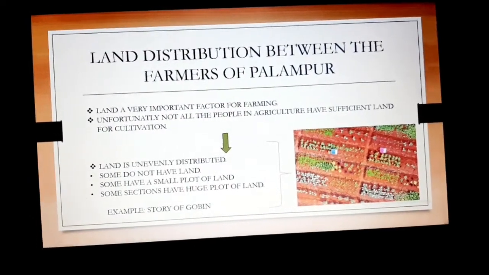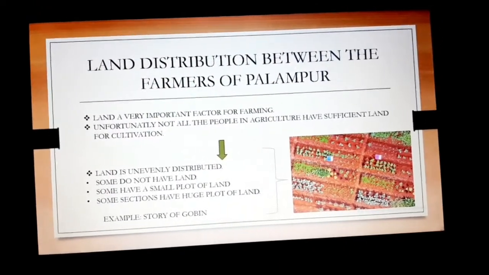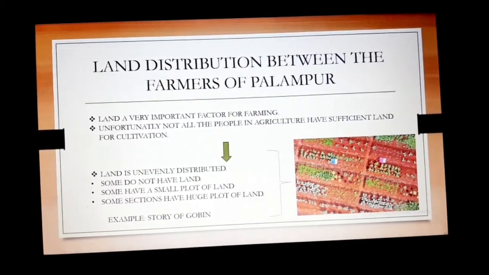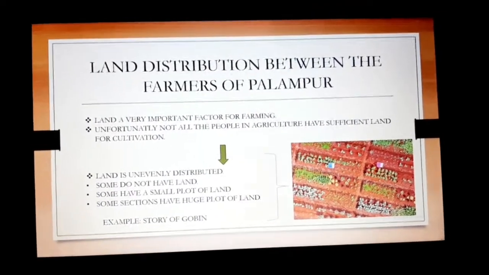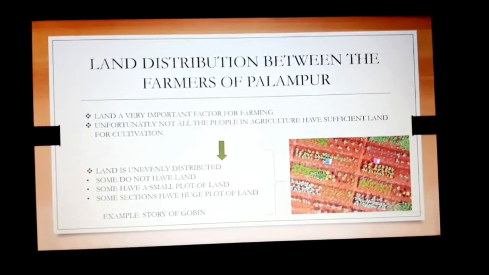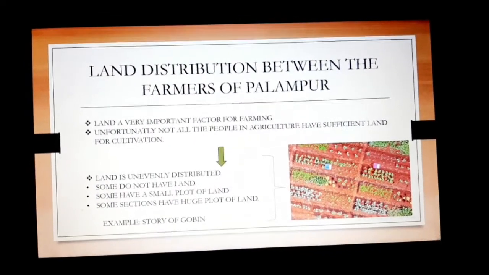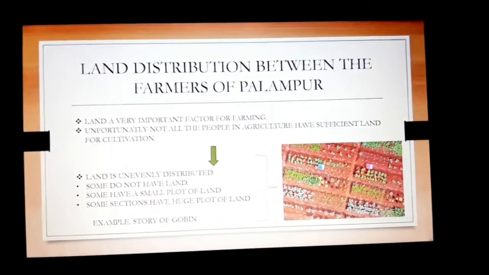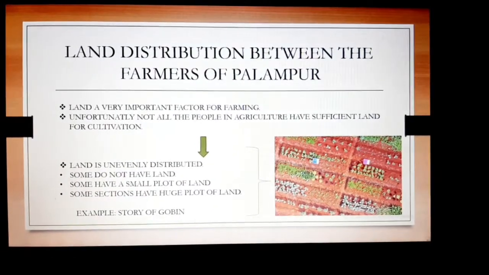The first thing we know is that there are four components or factors of production. First is land, second is labor, third is physical capital, and fourth is human capital. So when we talk about land distribution, we need to look at the first factor of production, which is land. Land is the most essential component for farming, and unfortunately, not all the people in agriculture have sufficient land for cultivation.